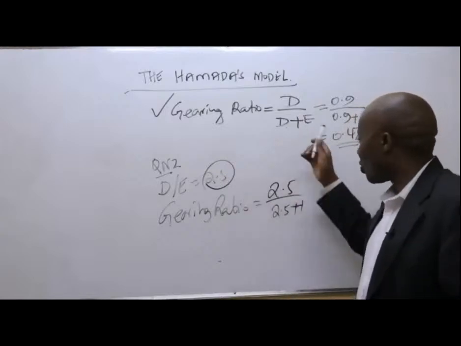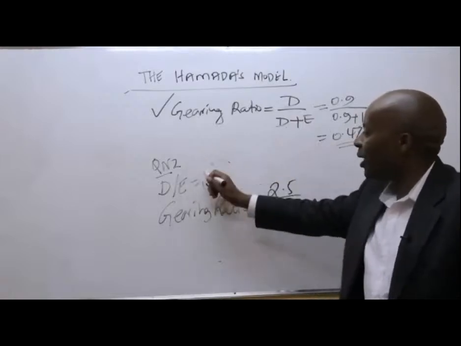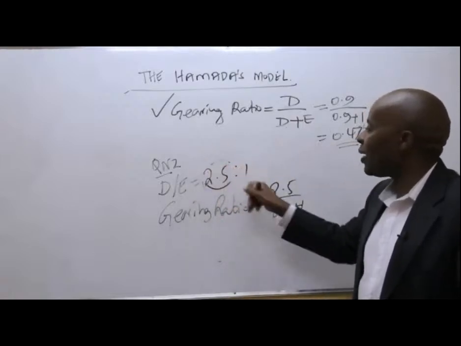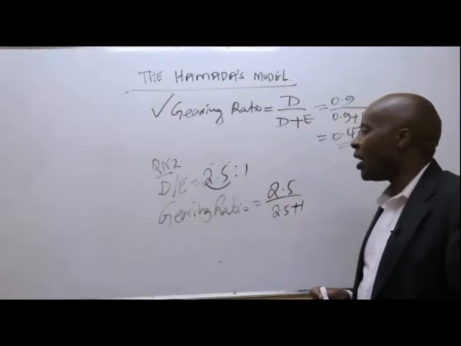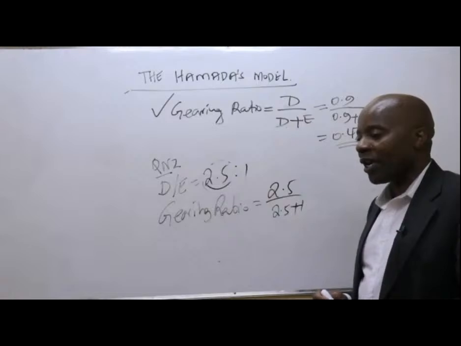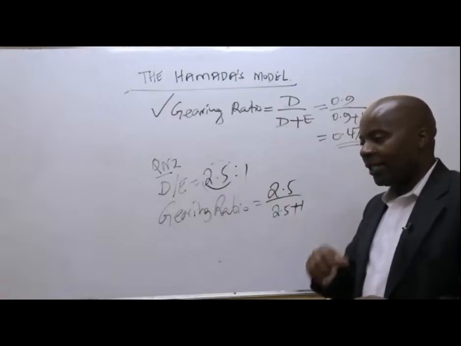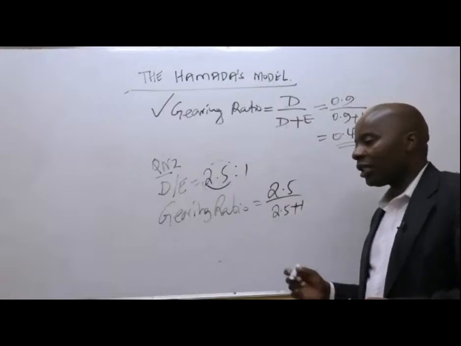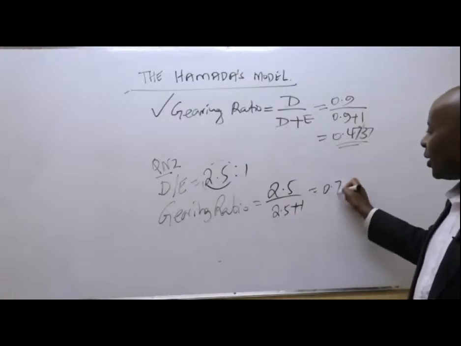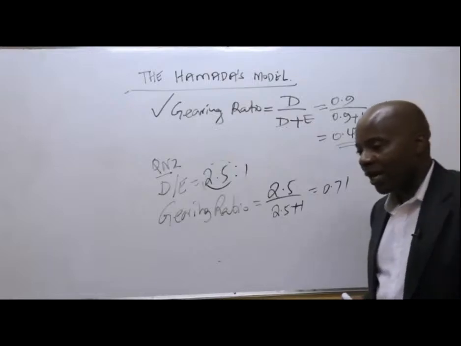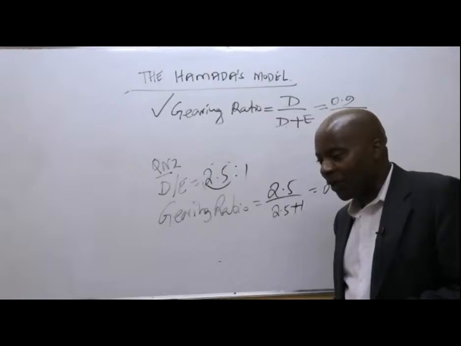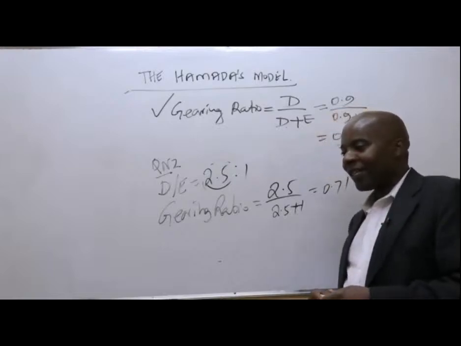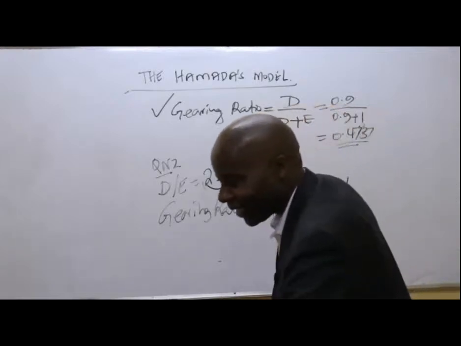So because of the concept of 2.5 is to 1, Nerea, Pinjenga, Justin Namu are able to get this figure of 0.71. I can see good questions here.